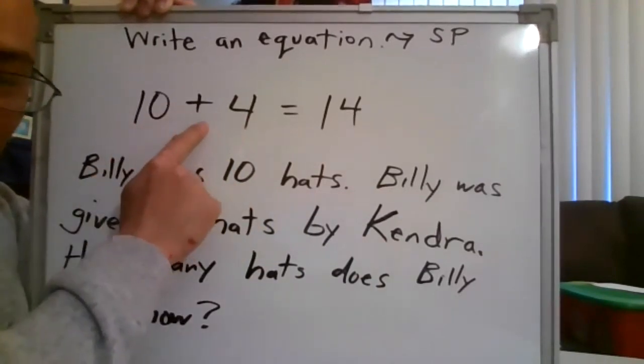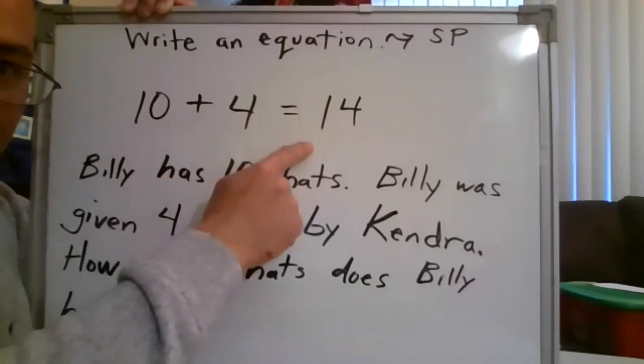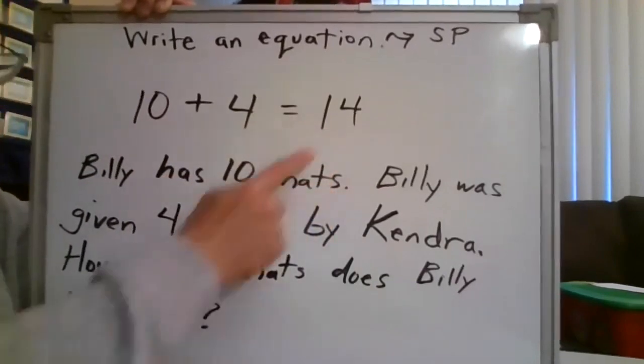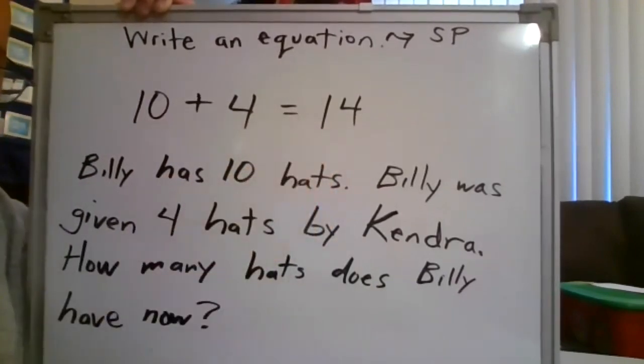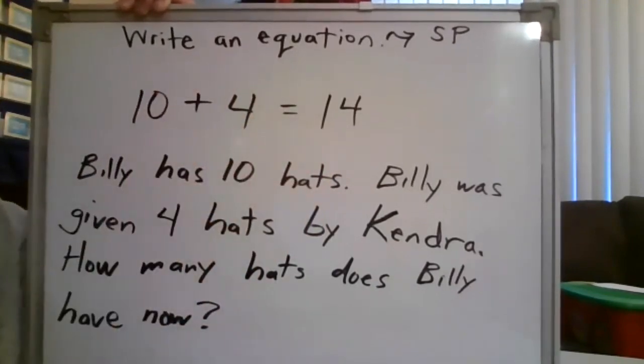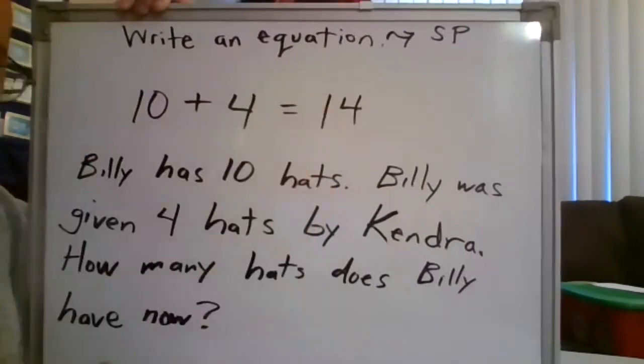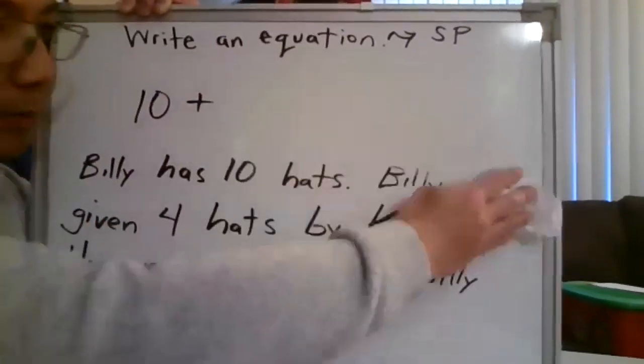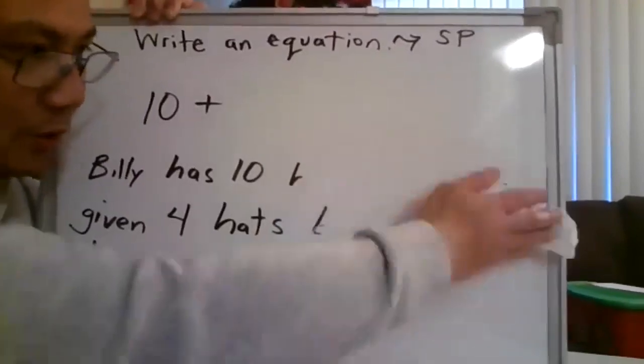10, and they were given 4 hats. Now my new total will be at the end, resulting in 14. All my numbers check in, so this equation works. This equation fits with the story problem. Now let's come up with our own story problem. We'll use the same example for the number 10.